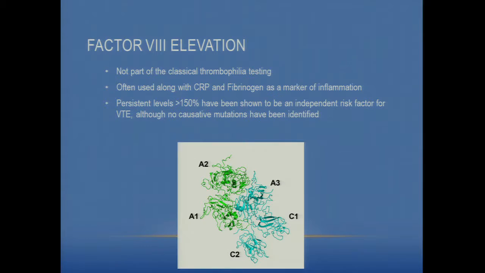All right, so factor eight. Factor eight is not part of the classic thrombophilia testing panel, but I point it out here because we have increasing evidence to show us that levels of factor eight, which are persistently above the upper cutoff of normal, 150%, are an independent factor for venous thromboembolism. We often check factor VIIIs along with CRPs and fibrinogens in patients who we're concerned about underlying levels of inflammation. And there is something to be said for the role of inflammation itself in predisposing to venous thrombosis. But I did just want to point out that there are familial forms of elevated factor VIII. We do not know the causative mutation as of yet, but it is considered a risk factor for venous thromboembolism. And so you will see us check factor VIII levels sometimes.